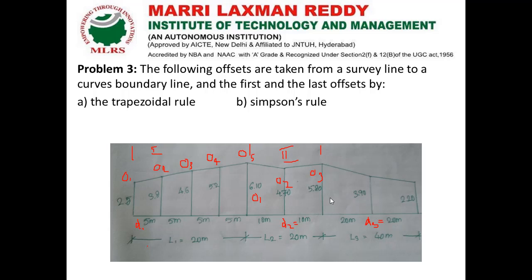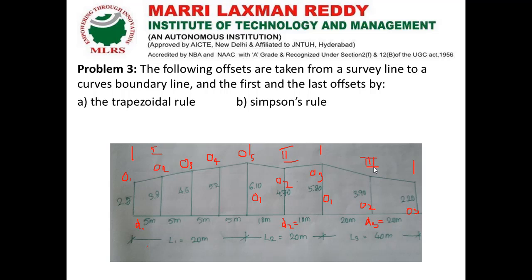Now the offsets for this 20 meter are O1 equal to 5.80, O2 equal to 3.90 and O3 equal to 2.20. So if I am comparing with part 1, part 2 and the last is part 3, all are under odd ordinate.